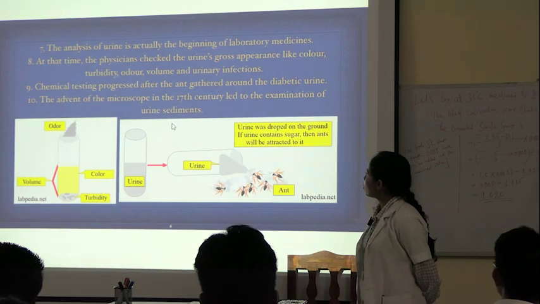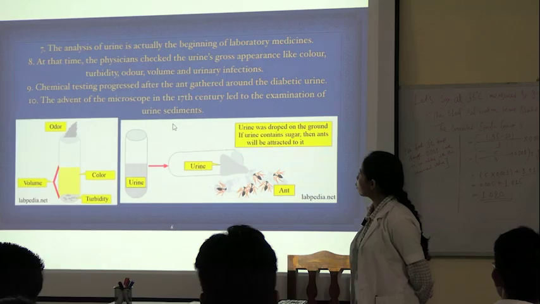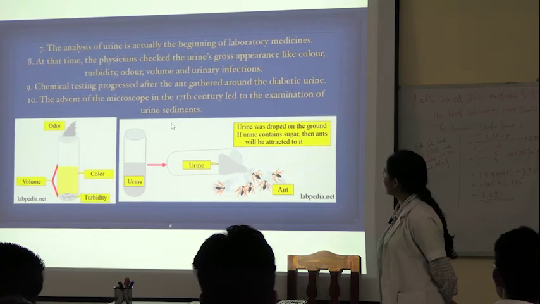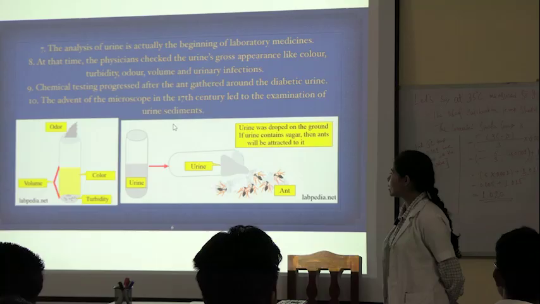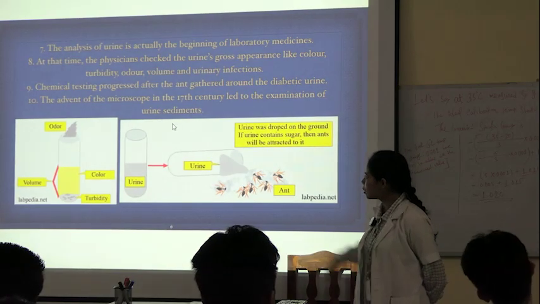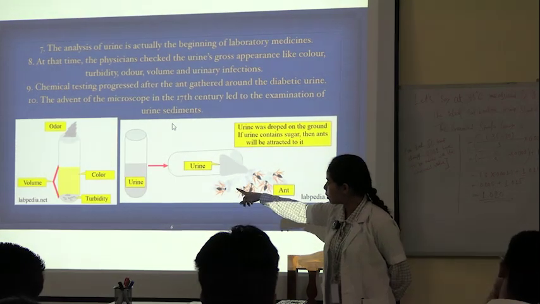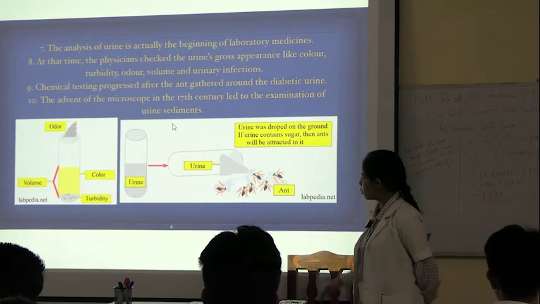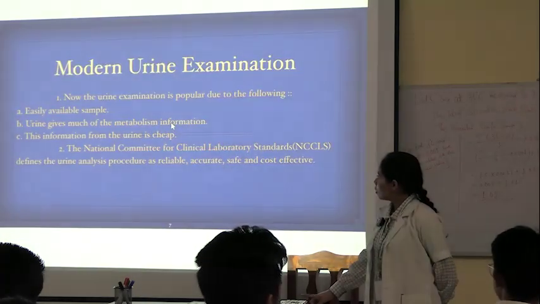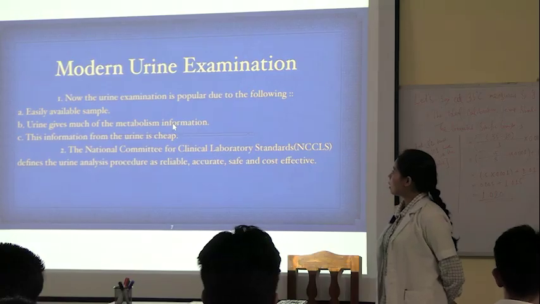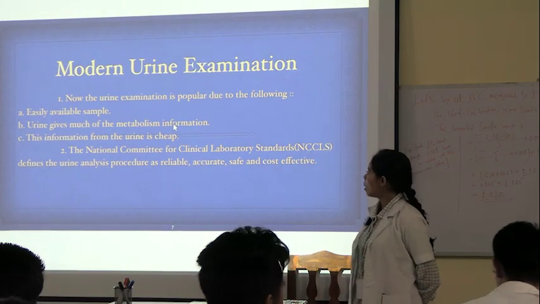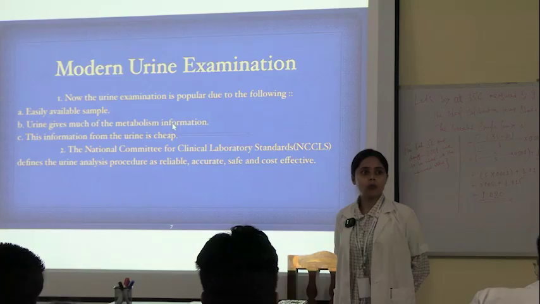So chemical testing: the advent of the microscope in the 17th century led to the examination of urine sediments. Now you can see the odor, the volume, color. This is just for your understanding, this picture. Now, modern urine examination. Now, why is the modern urine examination so popular?